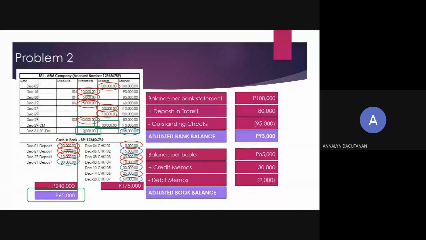Ayan lang. Nabilugan na natin lahat. Wala na tayong hindi nabilugan dyan. Therefore, compute it. 65 plus 30 minus 2. Your adjusted book balance is 93,000. Your adjusted bank balance is 93,000 as well. Therefore, you are now reconciled. Okay? Naintindihan, guys? If yes, please type 10.